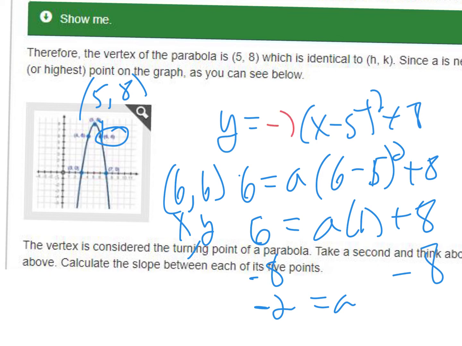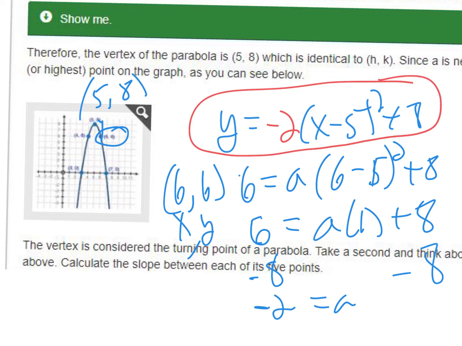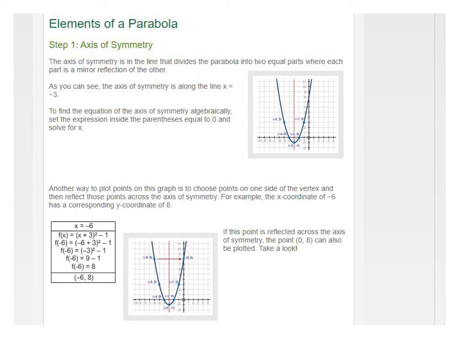Now we just have to stick the negative 2 in there. See, that's not too bad. So this next slide does just go into that whole axis of symmetry thing.